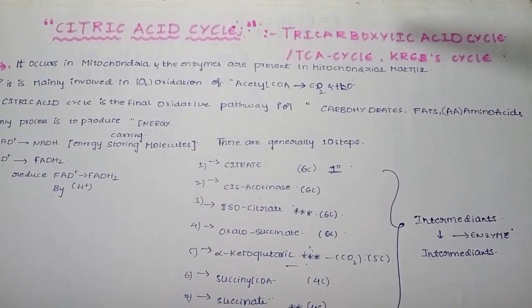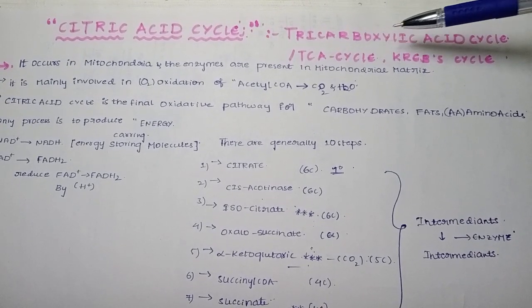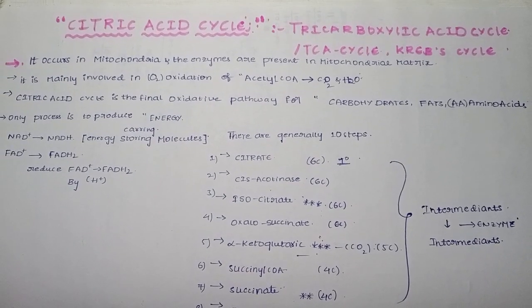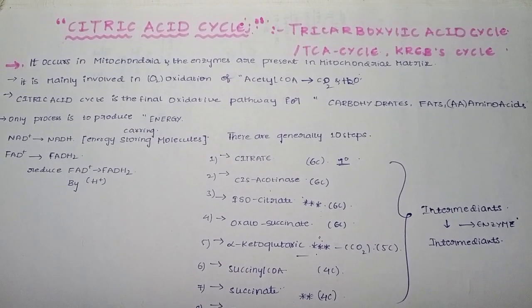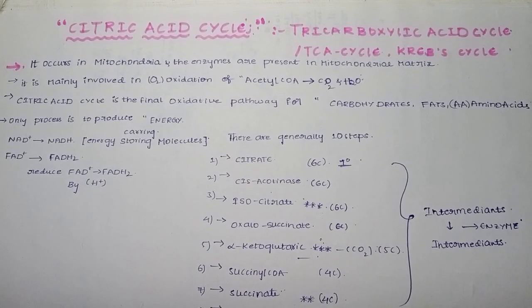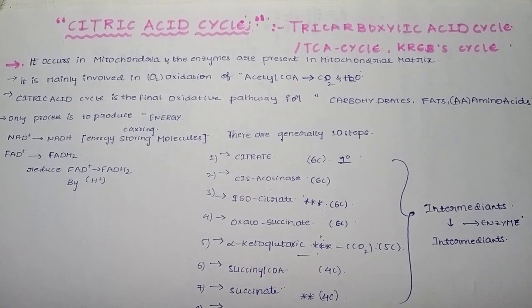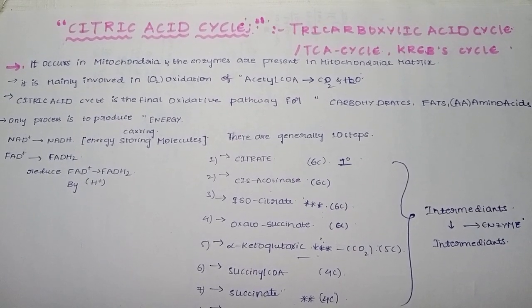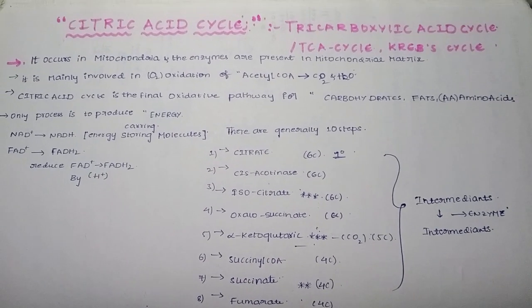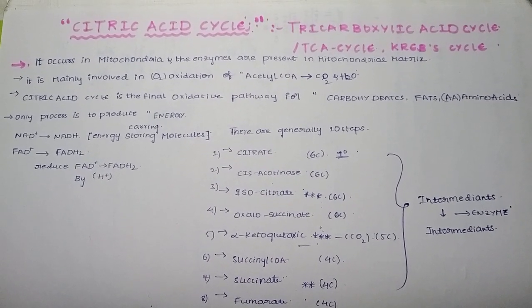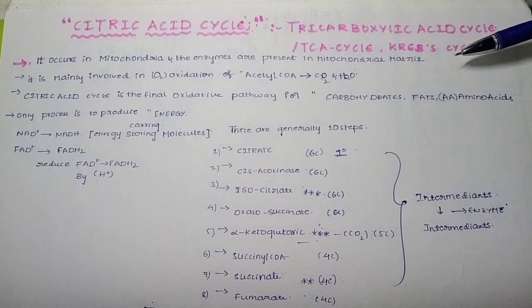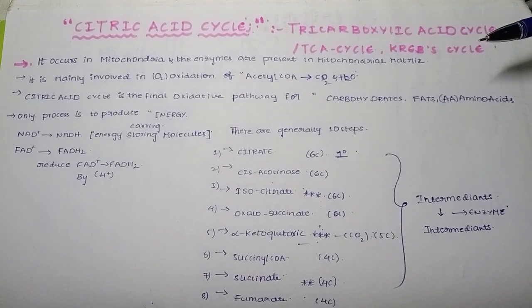The citric acid cycle is also called the tricarboxylic acid cycle. It is also named the TCA cycle or citric acid cycle, or also the Krebs cycle. In exams they may ask you to mention the TCA cycle, but they may also ask about the Krebs cycle or the citric acid cycle. So try to remember all these three names: citric acid cycle, tricarboxylic acid cycle or TCA cycle, and Krebs cycle.